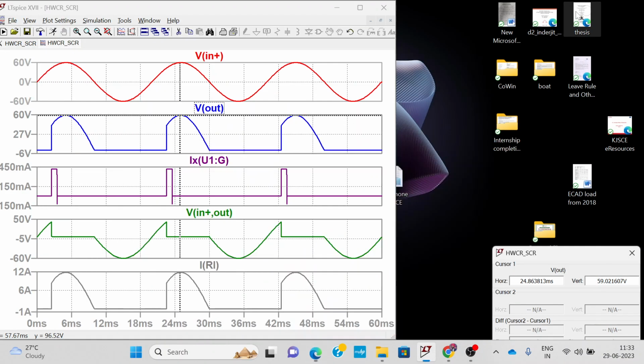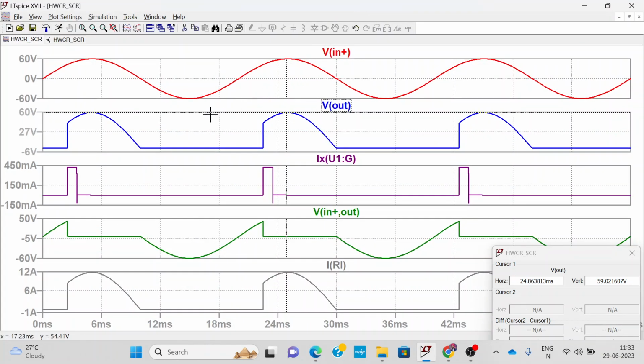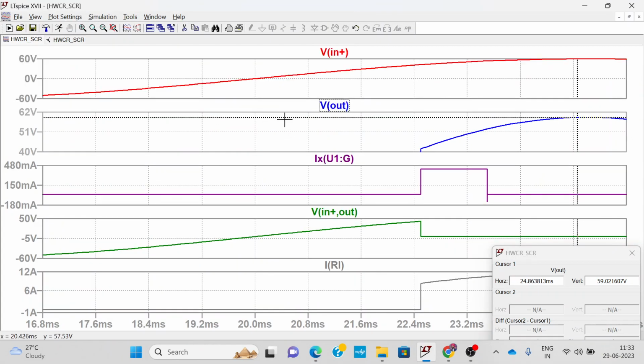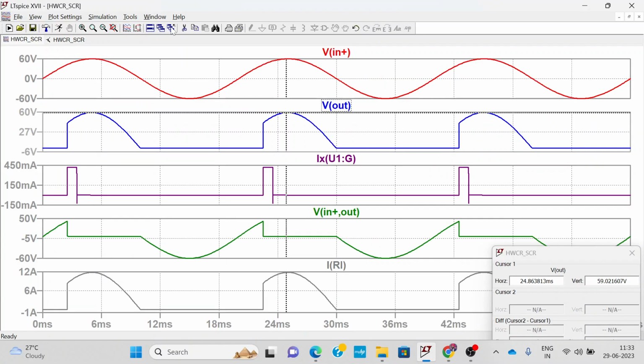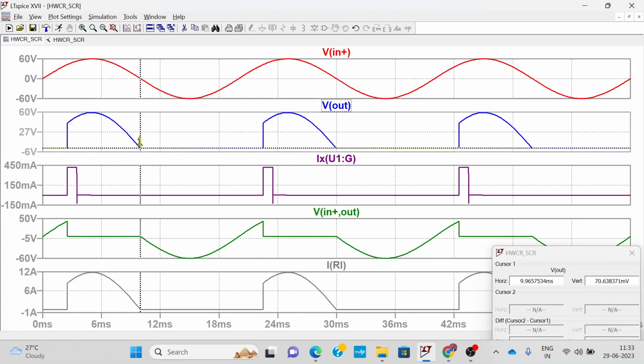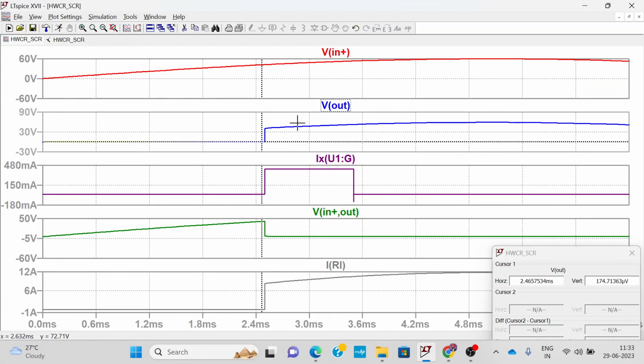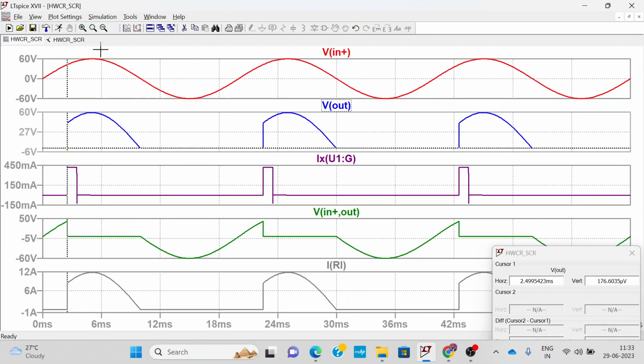Let me take the cursor over here. This is around 10 millisecond, which corresponds to pi. Now let's check how much this value is. Let me expand this part. This value is around 2.5 millisecond, so the timing corresponding to alpha is around 2.5 millisecond.